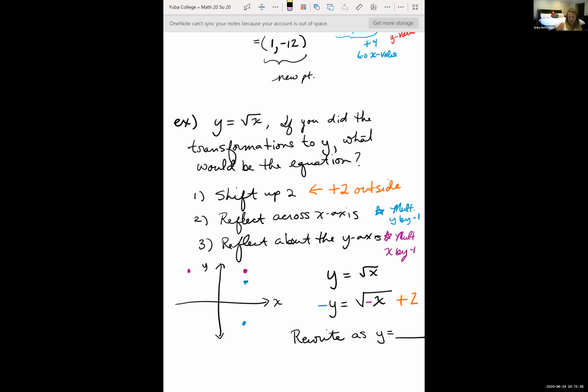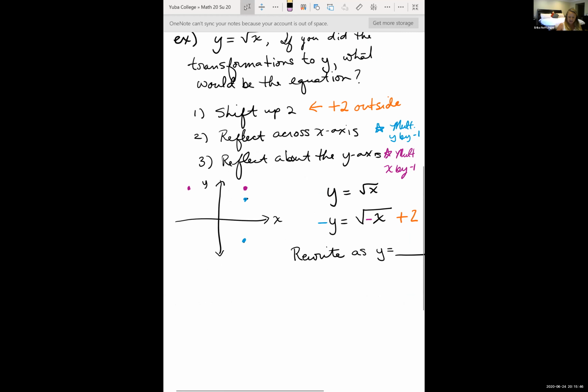So I'm almost there. All I need to do is multiply every single term by -1, and I could do that because it's an equation. And if I do that, multiplying both sides by -1, that would give me positive y is equal to, we'll have to distribute that negative, so negative square root of -x minus 2.